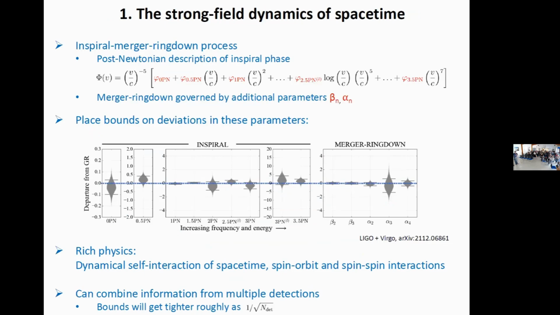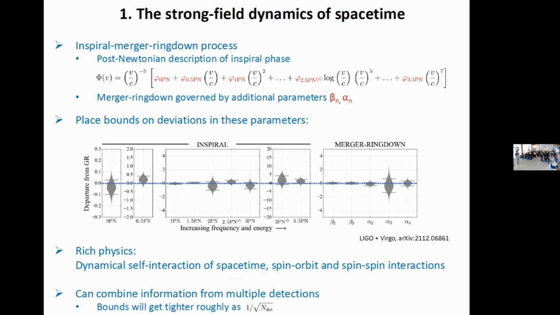Okay. So first, the strong field dynamics. Like I said, we do model or theory independent tests, which means that we start from general relativity and introduce deviations. Now, first of all, this is the phase during the inspiral as a function of a characteristic velocity, which you can write as a kind of series expansion, where the objects in red are functions of the masses and the spins of the two objects. And these are functions you can calculate and you can view as predictions of general relativity.